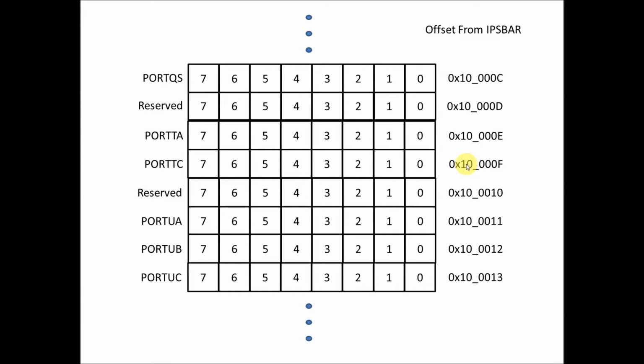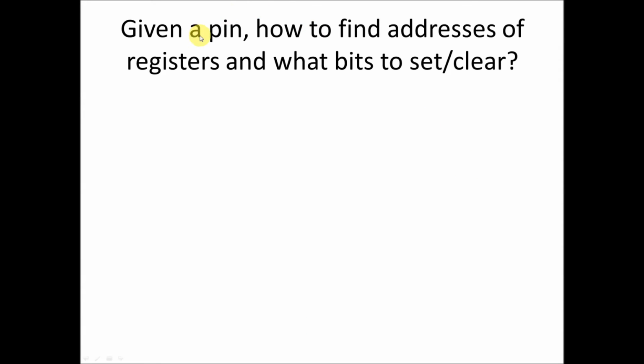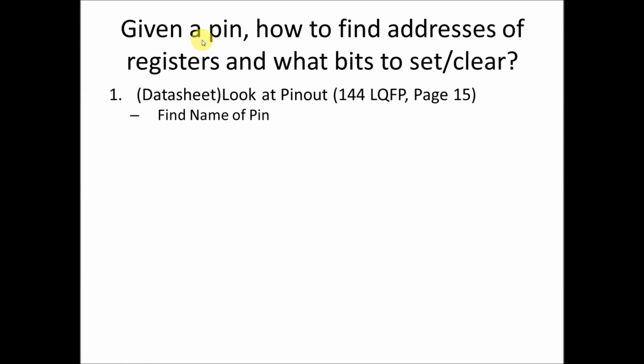So, given a pin, how do we find the address of the registers and what bits to set and clear? There's a pretty simple process. There's about 4 or 5 steps here. And basically it starts off with, we look at the data sheet. We look at the pinout. In this case, we're looking at the package 144 LQFP on page 15. And we find the name of the pin.